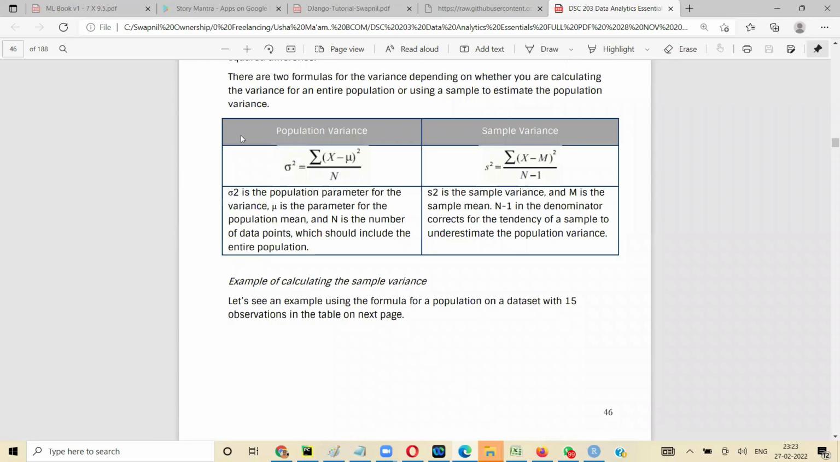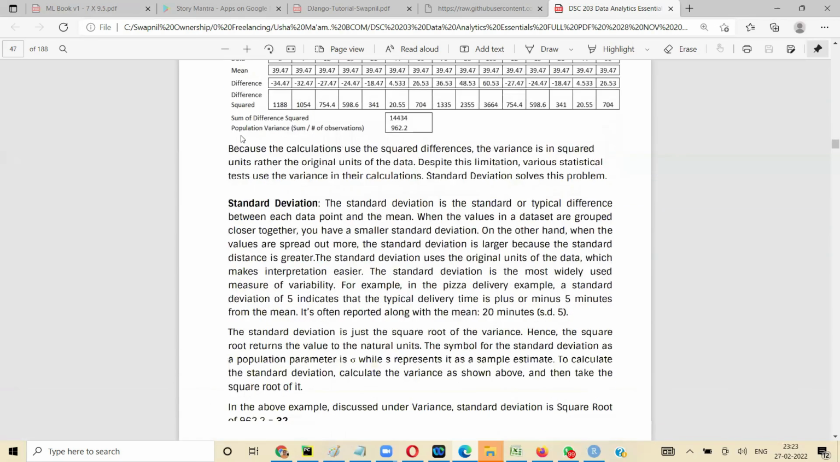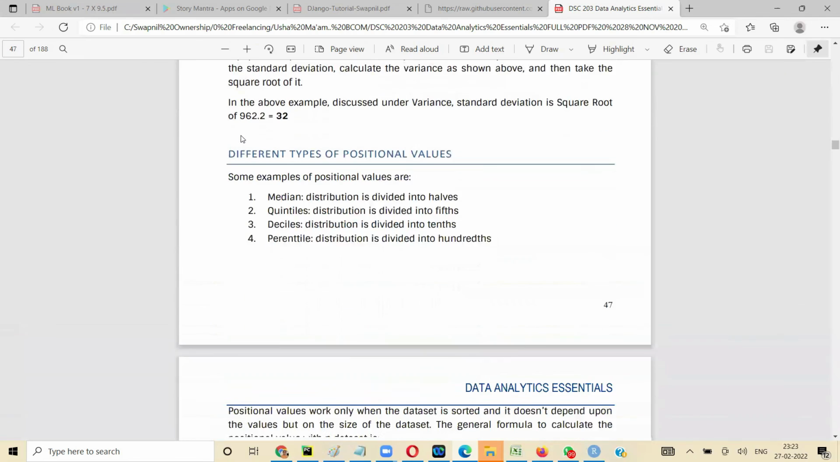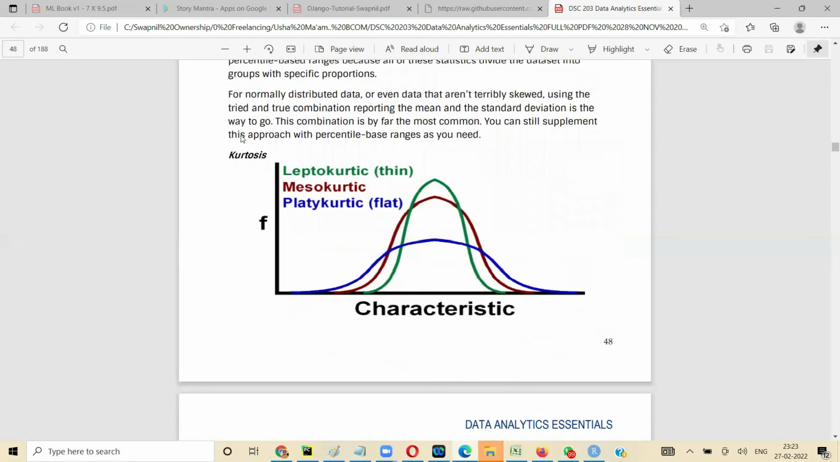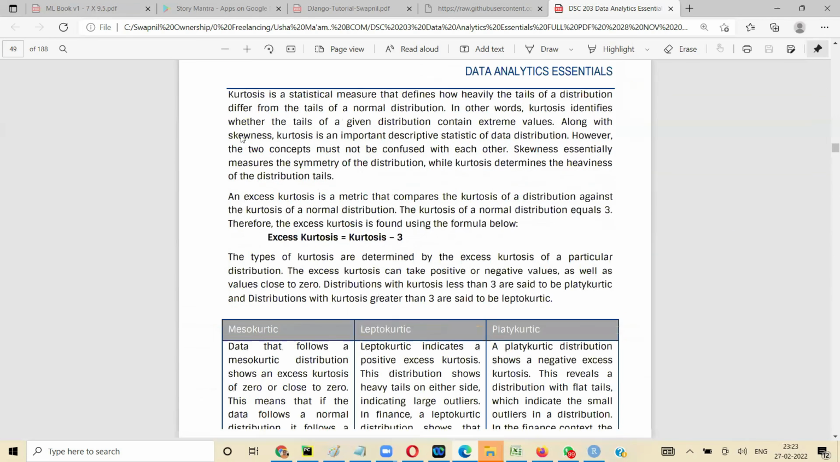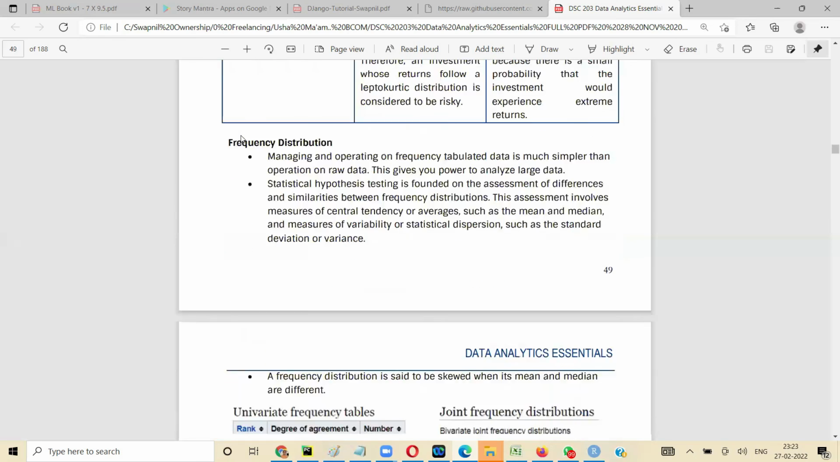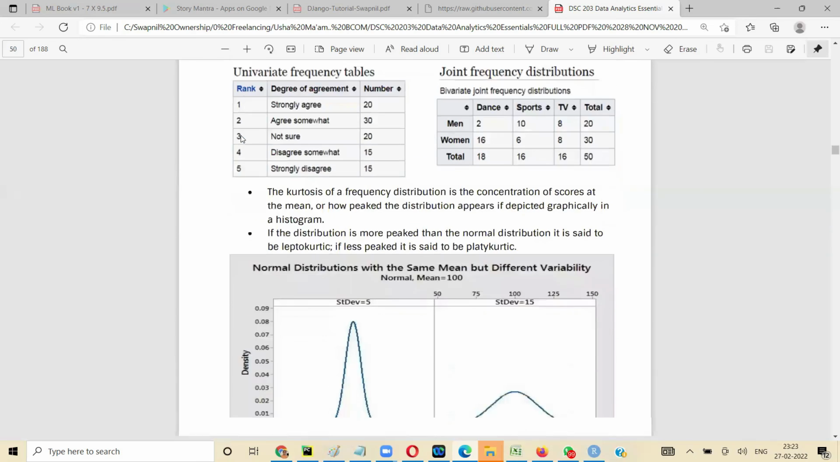Now we talk about variance. We'll talk about sample variance later. First, understand what variance is. Then we'll talk about how sample variance and population variance are calculated. We'll do this in the next class. So what is variance? What is standard deviation? How to calculate it? Based on that, we'll talk about leptokurtic, mesokurtic, and platykurtic. This is what we'll do in the next session.